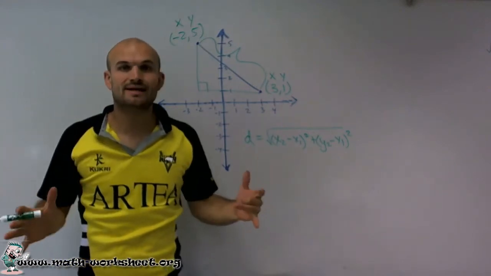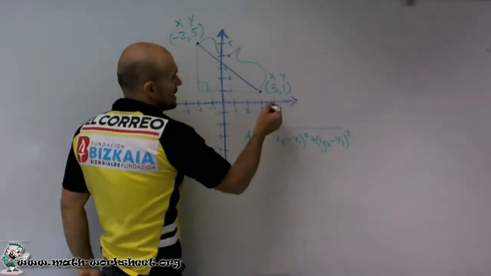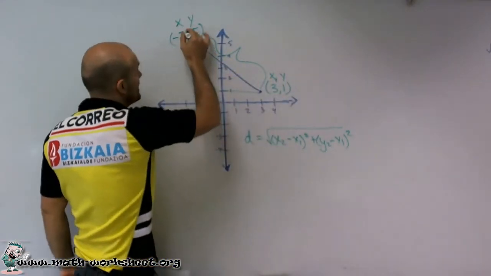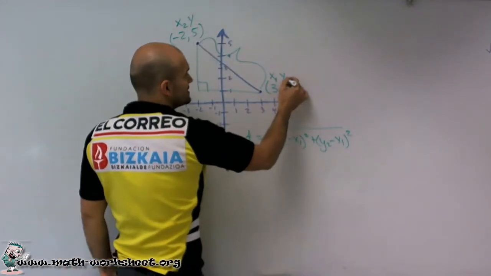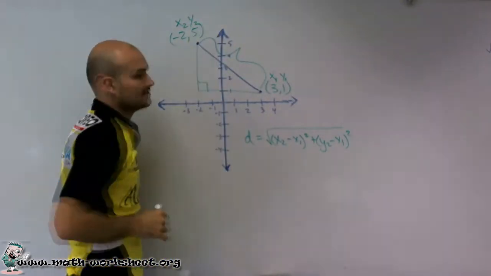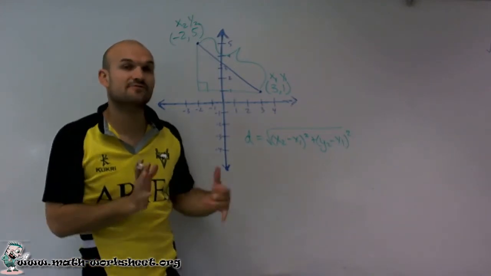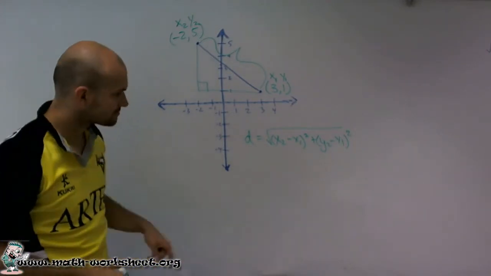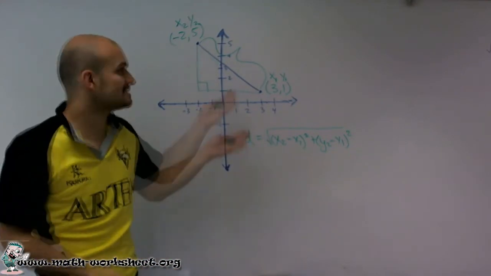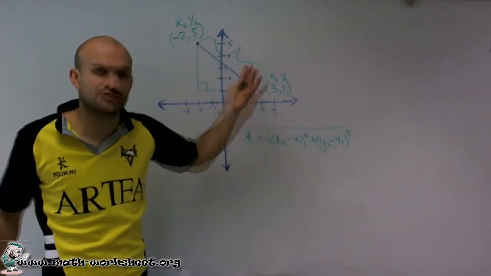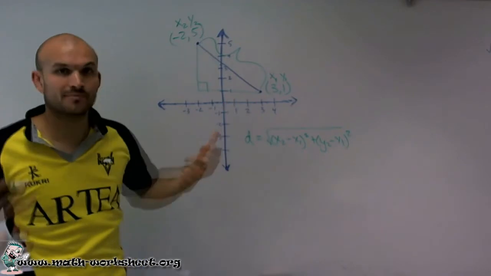So I need some way to distinguish between these two. So I'm going to label this x1 and this x2, this y1 and this y2. It's just a way using subscripts to help us differentiate between our variables. So now what I'll simply do, and it doesn't matter which one you pick as 1 and 2, as long as they're the same, you're okay.